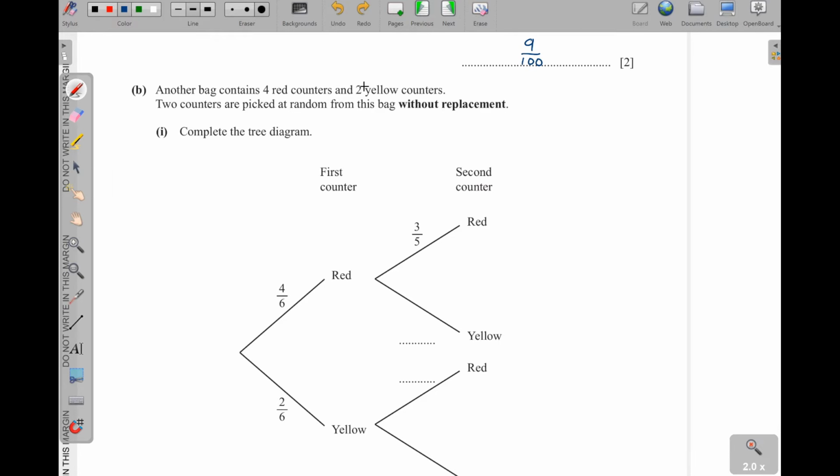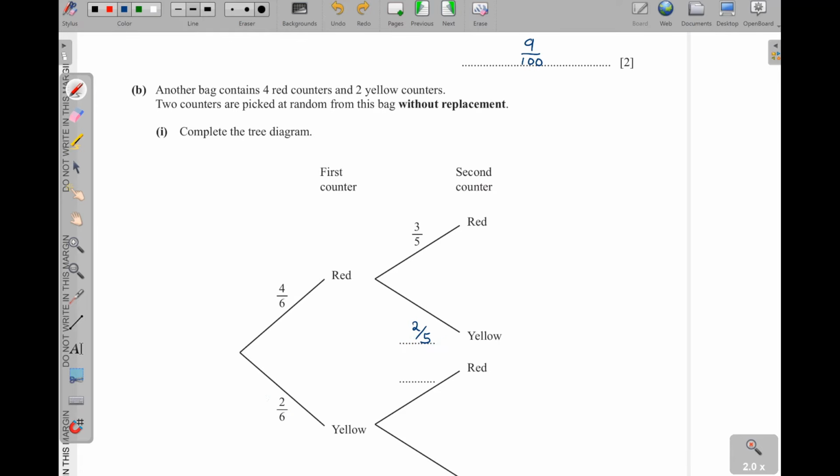Because remember, the total was 6. You picked 1 and threw it outside. Now the total has reduced to 5. So that's why you are seeing 3 out of 5. So you just say 1 minus the 3 out of 5, then you get 2 out of 5. Or it's the same thing as saying, since you picked red, yellows are still 2, though the total reduced. So it is 2 out of the 5.